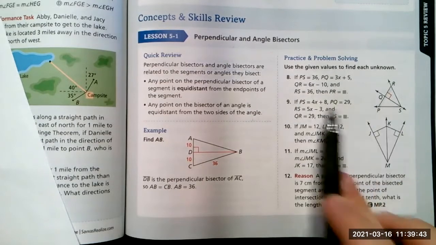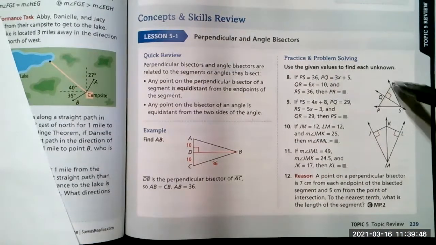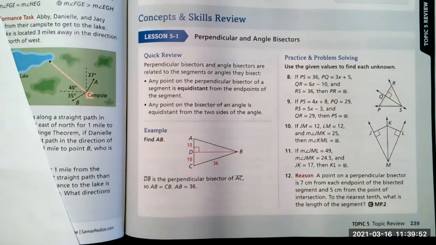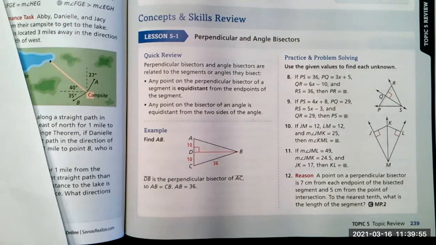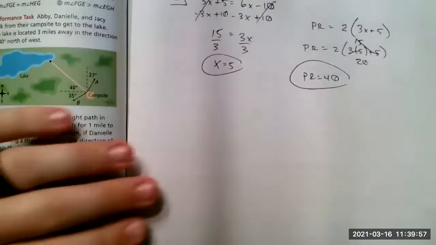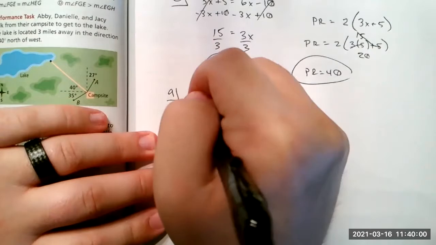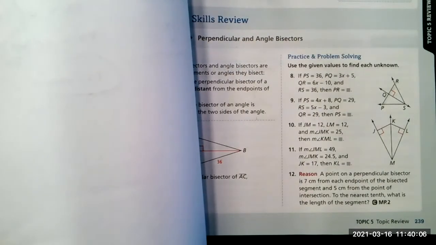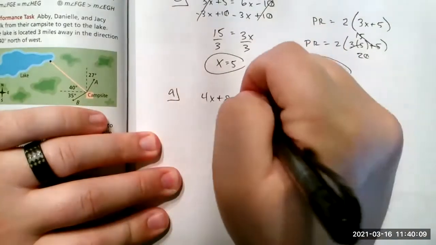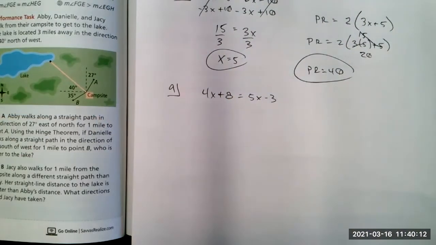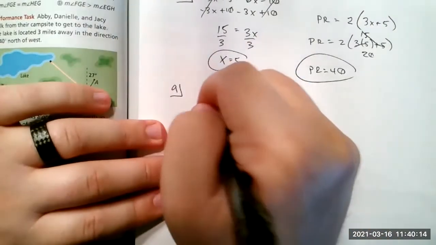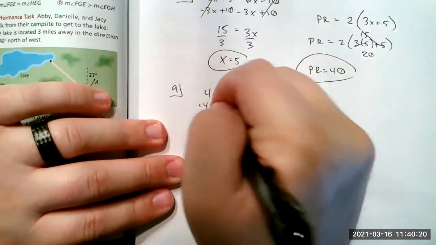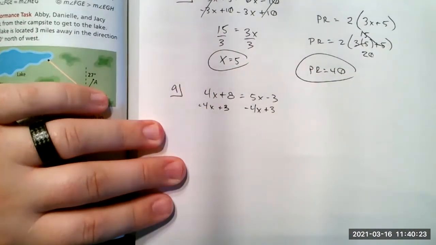So PS is 4x plus 8. RS is 5x minus 3. If those two side lengths are the same, very similar to what we did in number 8, we can set those two equal to each other. So PS is 4x plus 8, and that will be equal to RS, 5x minus 3. And now I just solve. So I'll subtract 4x from both sides. Since I'm moving my x's to the right, I'm going to go ahead and add 3 to both sides to move all my constants to the left.